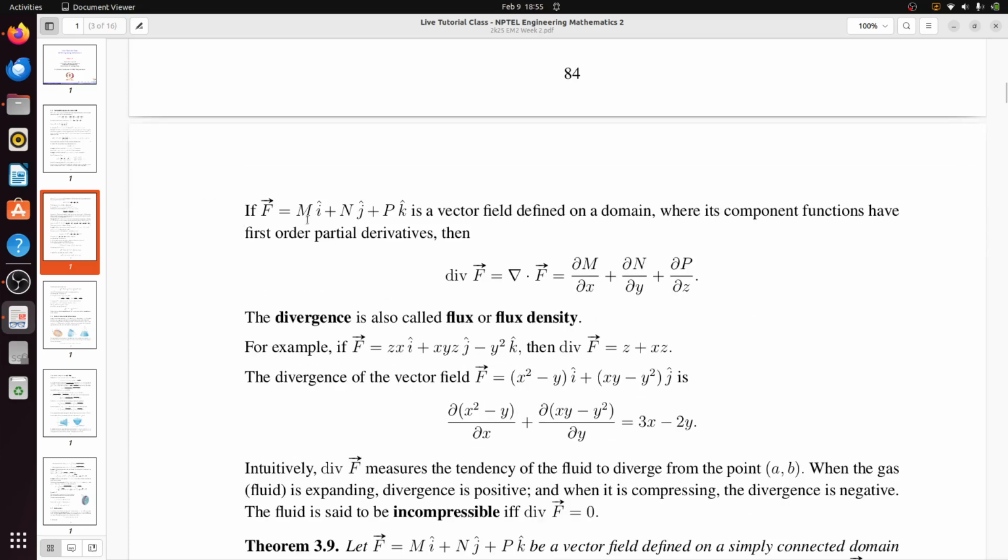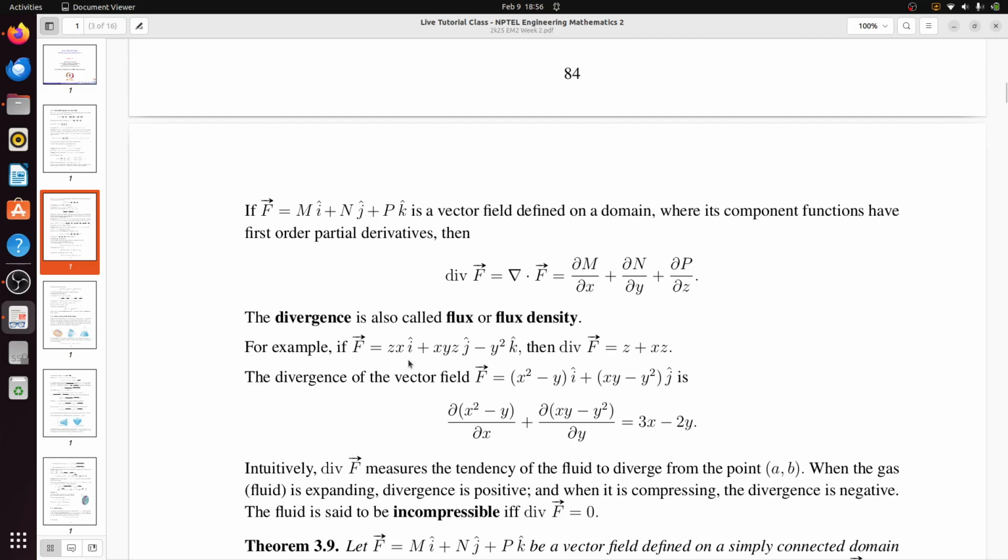Then if F = M i + N j + P k is a vector field defined on a domain where its component functions have first order partial derivatives, then divergence of F is del M/del x plus del N/del y plus del P/del z. The divergence is also called the flux or flux density.